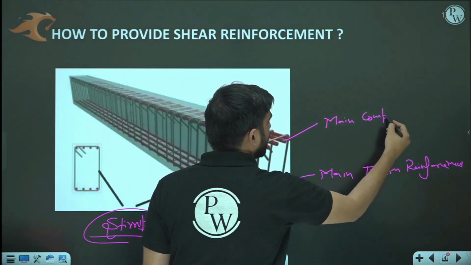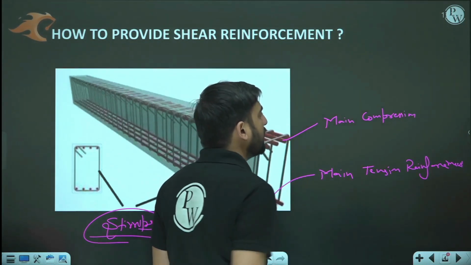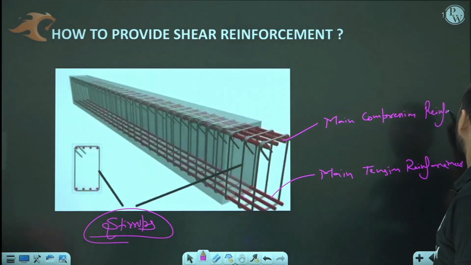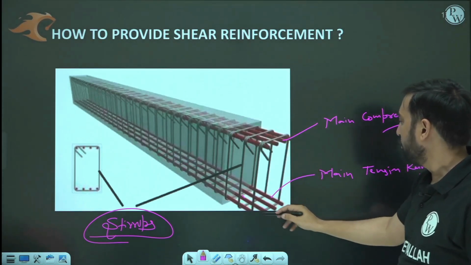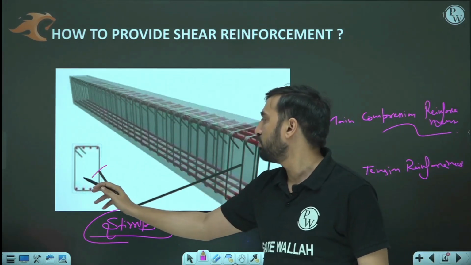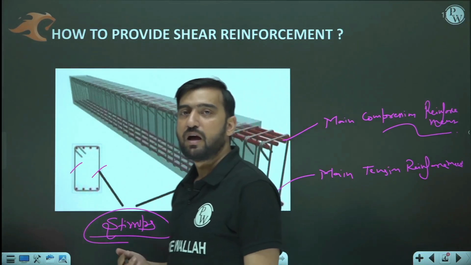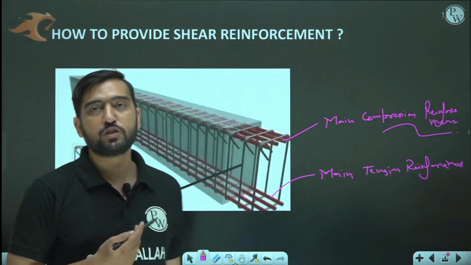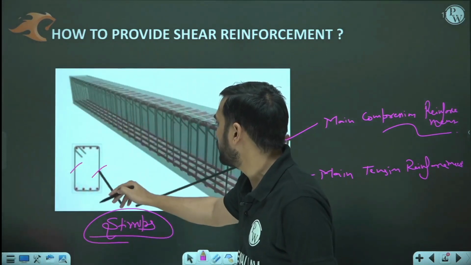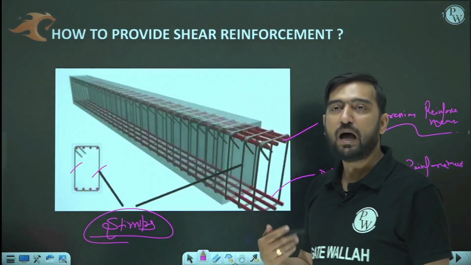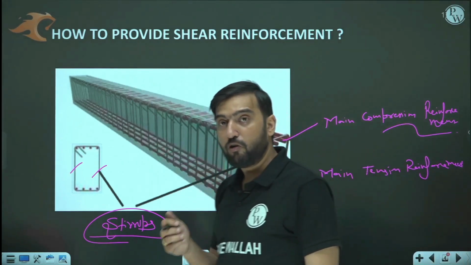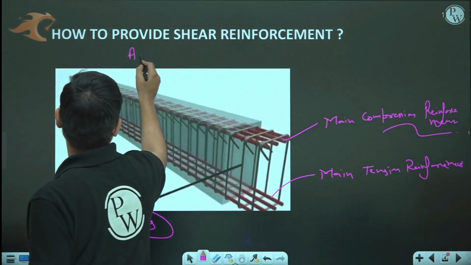Sometimes they are there from the design point of view, and sometimes they only act as hanger bars just to tie your shear stirrups. In this particular case, you can see the stirrup is going to have two legs. These two vertical legs are going to resist your shear force. So this is known as two-legged vertical stirrups. For example, if the diameter of this vertical leg is 8 mm, I would call it a two-legged 8 mm vertical stirrup.